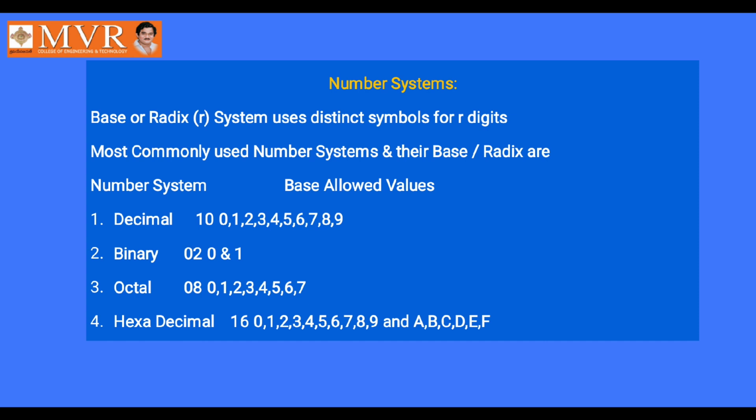Next, hexadecimal. This is a special number system. Its base is 16, and the possible values allowed here are 0 to 9 and A to F. So there is no 10, 11, 12, 13 here. 10 is equivalent to A, 11 is B, 12 is C, 13 is D, 14 is E, 15 is F. So from 0 to 15, all 16 values are there.